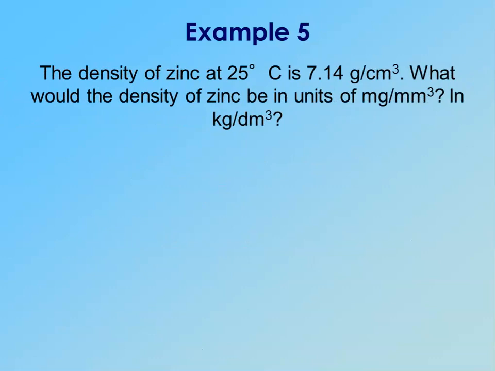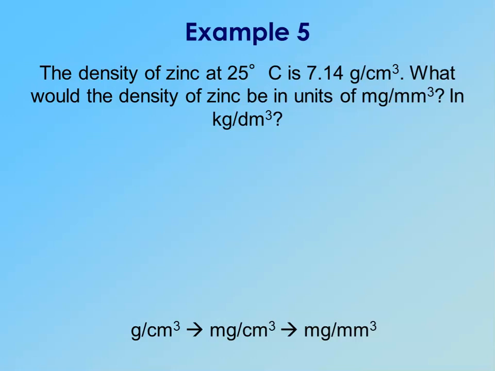The final example we're going to look at involves conversions in both a numerator and a denominator. You're told the density of zinc is 7.14 grams per centimeters cubed, and I want to know what the density of zinc would be in milligrams per millimeters cubed, as well as kilograms per decimeters cubed. So I start with what I know, the 7.14 grams per centimeters cubed. I can turn grams per centimeters cubed into milligrams per centimeters cubed. I usually like to take care of the numerator first, but it makes no difference how you want to do it. And then I can take centimeters cubed and convert those into millimeters cubed.